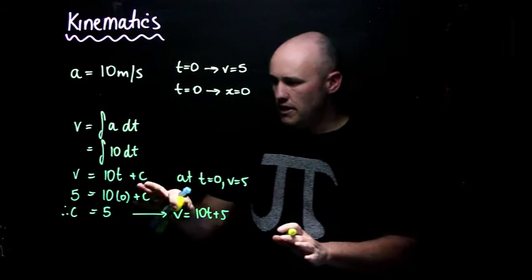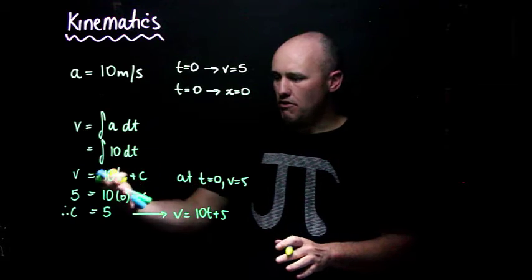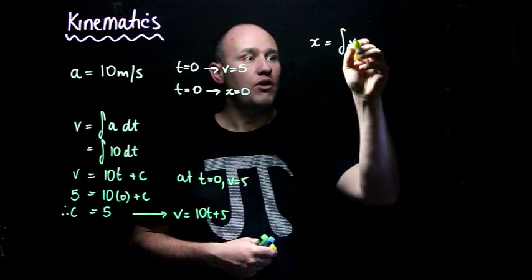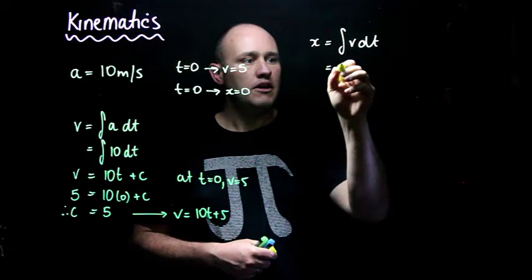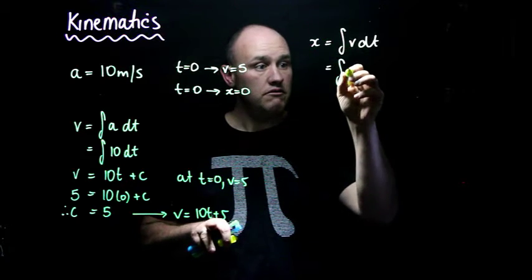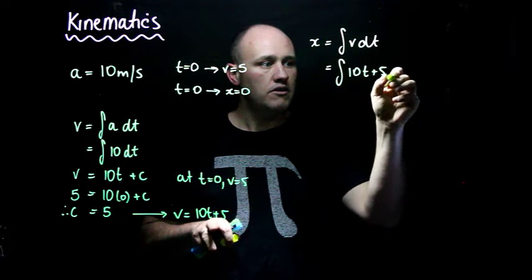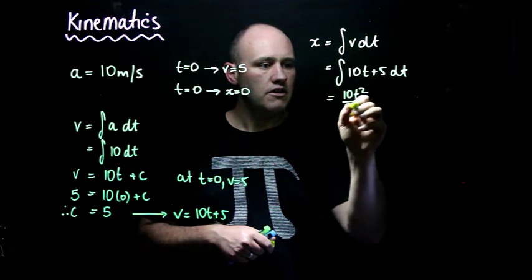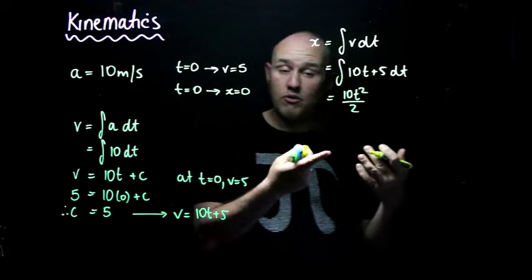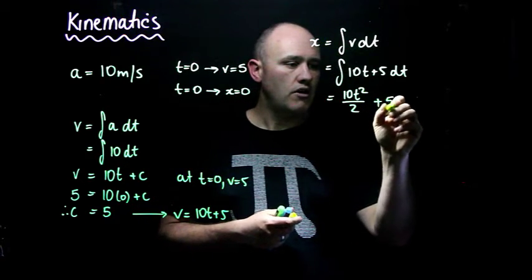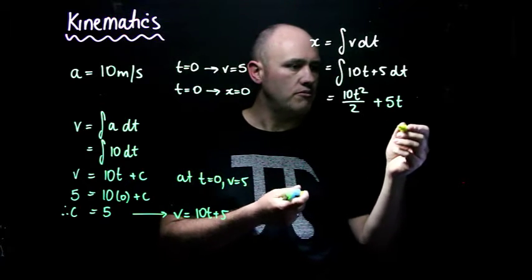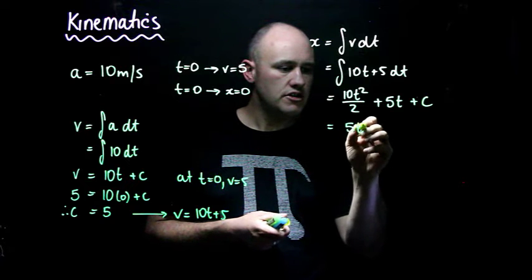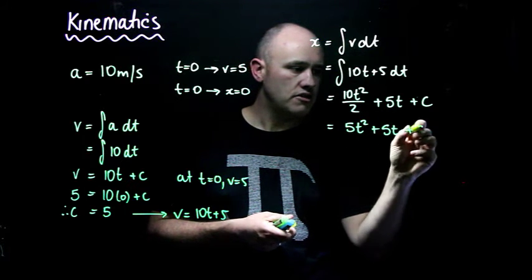Now we were asked to find displacement. Our displacement x is equal to the integral of velocity with respect to time. That's equal to the integral of our velocity function, 10t plus 5, with respect to time. And that's equal to 10t squared over 2; when we integrate, we raise the power by 1 and divide by the new power. Plus 5t, because when we integrate a constant it just becomes 5 times the variable t, plus some constant c. This is equal to 5t squared plus 5t plus c.